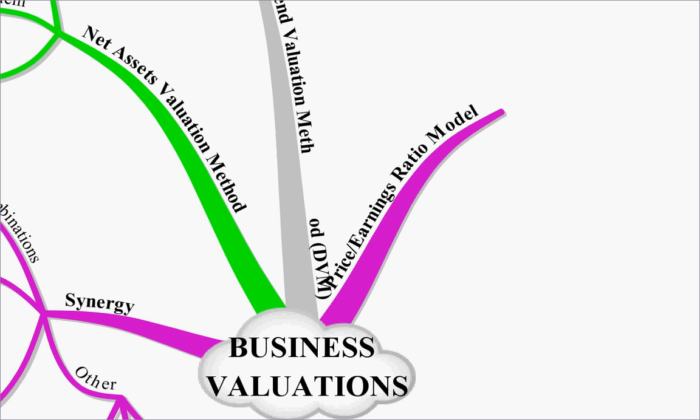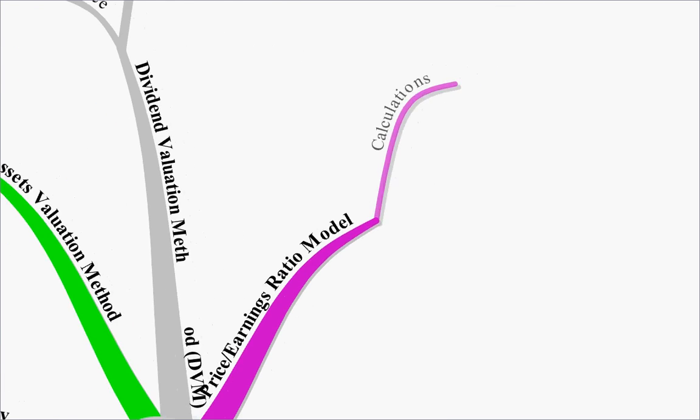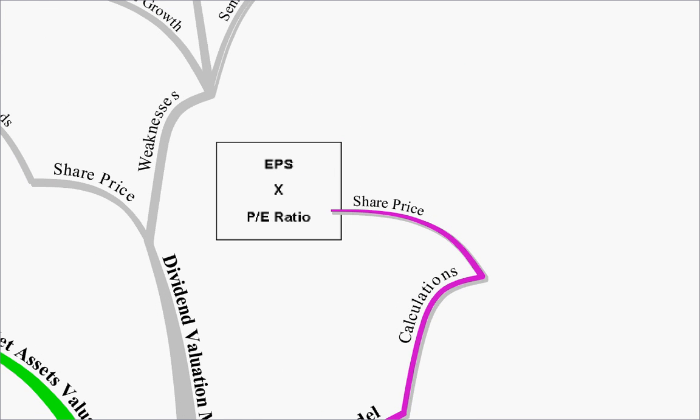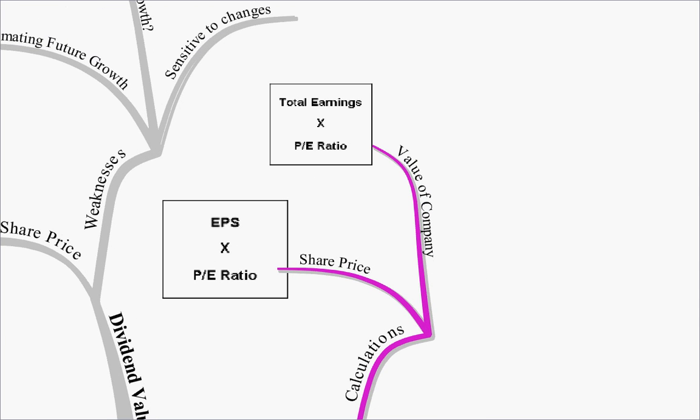The price to earnings ratio method, well, we looked at some calculations, and you need to know how to calculate the share price, and that's your earnings per share times your price to earnings ratio. So therefore, to value the company, you're going to get your total earnings and times it by your price to earnings ratio.